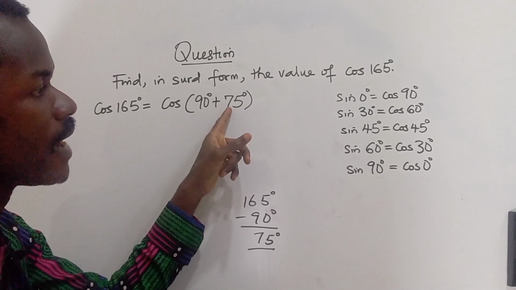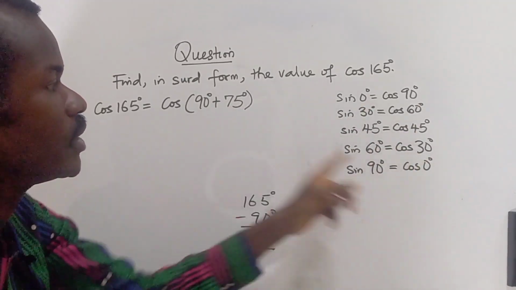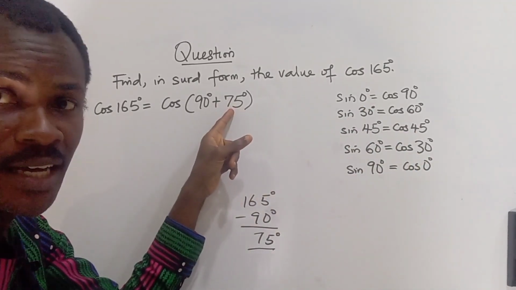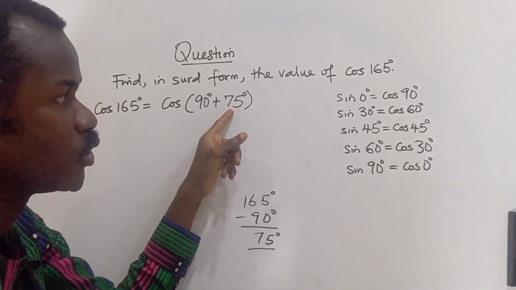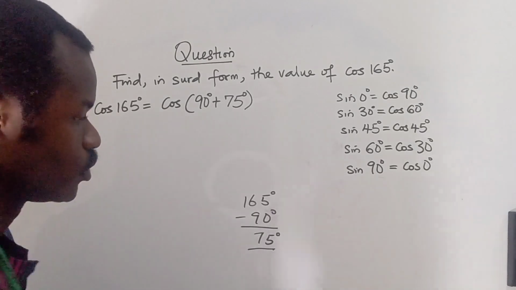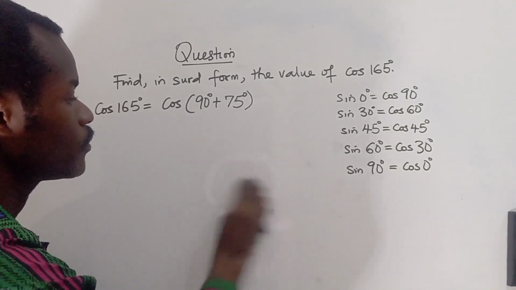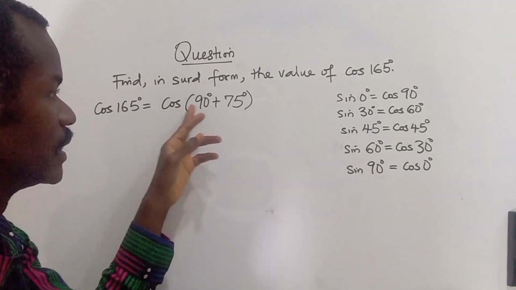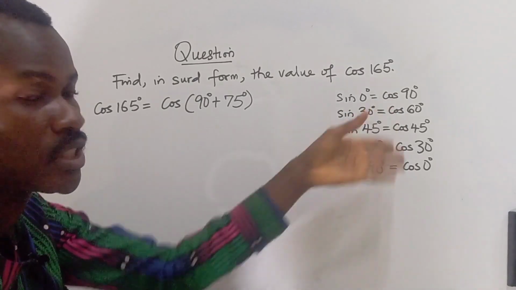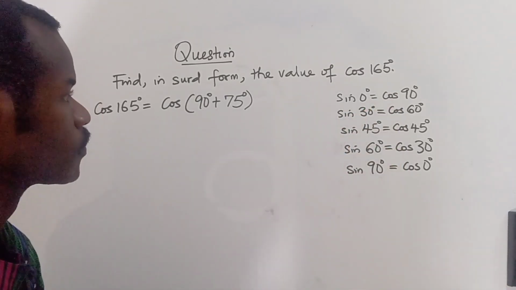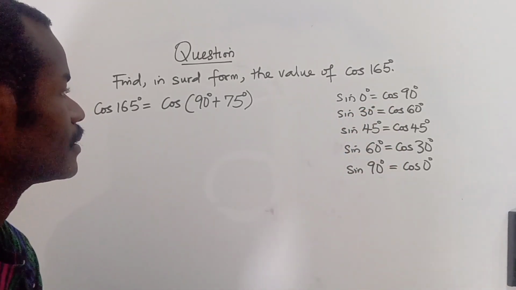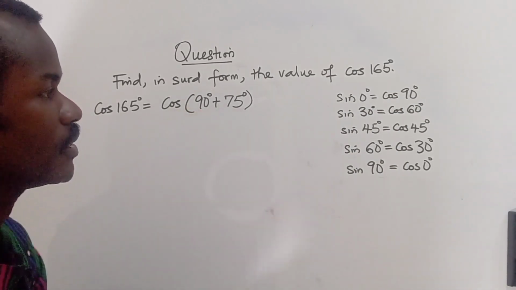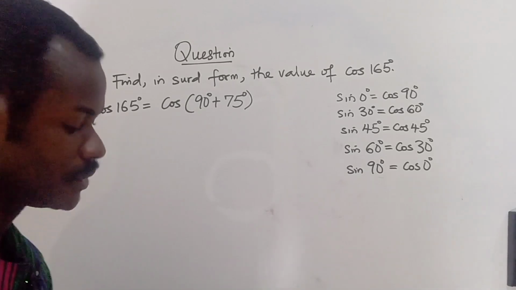Now remember, we don't have 75 degree here, so we are still going to break our 75 degree into one of these special angles. But for now, we can see that we'll be able to get 90 out of all the special angles. Okay. So the next thing is what we have here, we can now expand it.